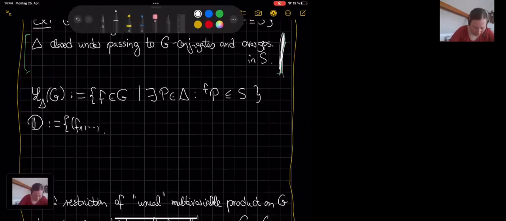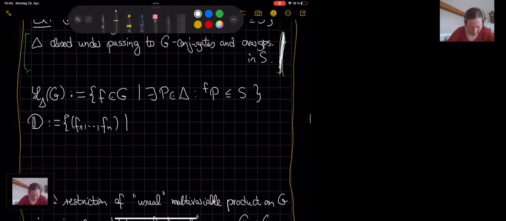So we take the tuples f1 up to fn, such that basically if we look at these fi, they lie in some transporter set. So we want them to lie in some transporter set, and we want the product to be defined in this category T delta of F. That's the idea. So if there exists P0, P1 up to Pn in delta, such that P_{i-1} to the fi, sorry, the other way around.